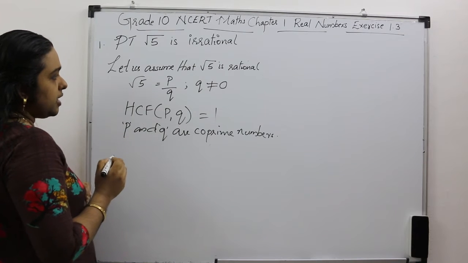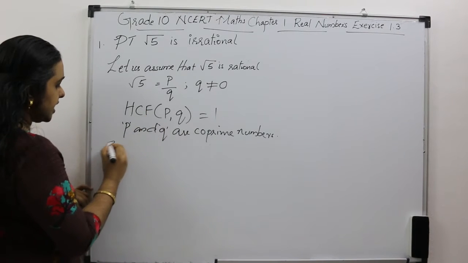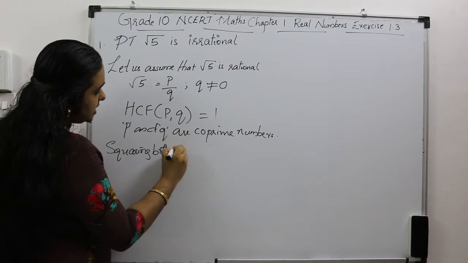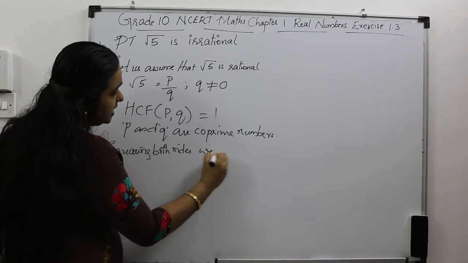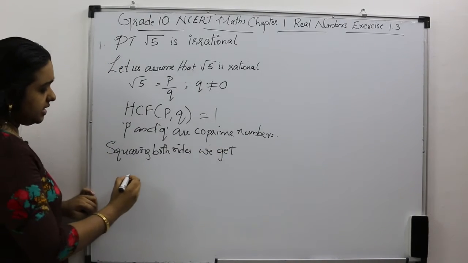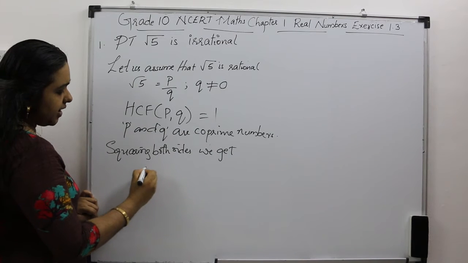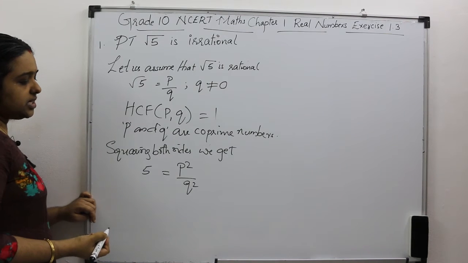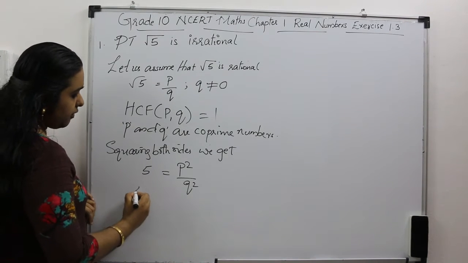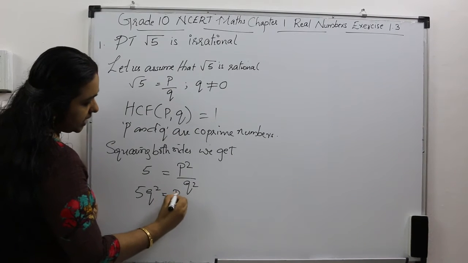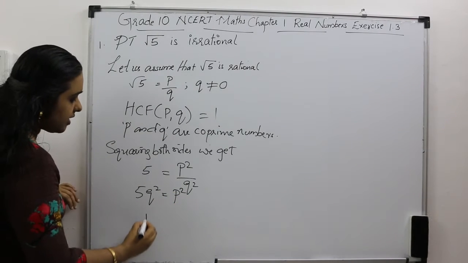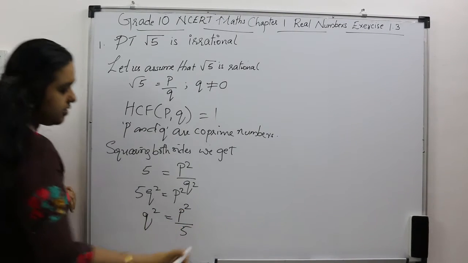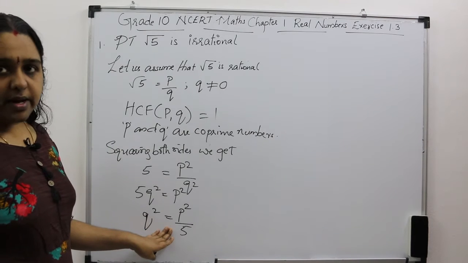Okay, we are moving on to the next step. Root 5 equals p by q. Squaring both sides, we get root 5 square, that is 5, equals p square by q square. So 5 equals p square by q square, or 5q square equals p square, or in another way we can write q square equals p square by 5.